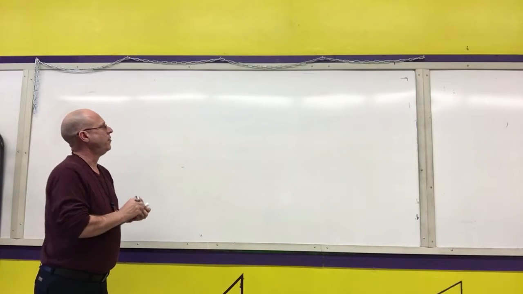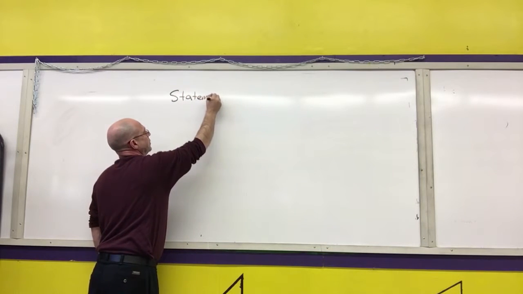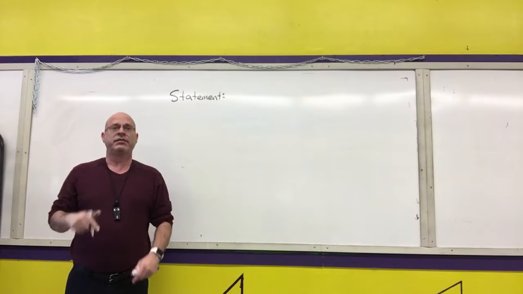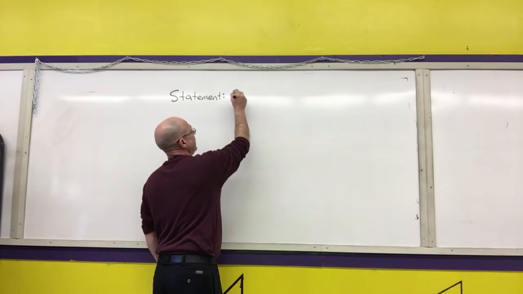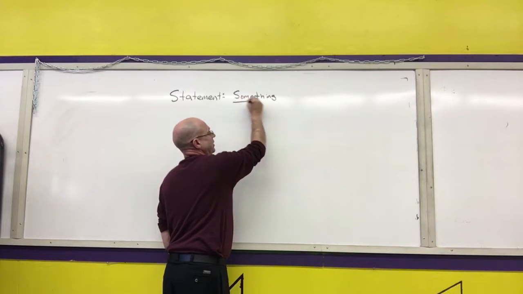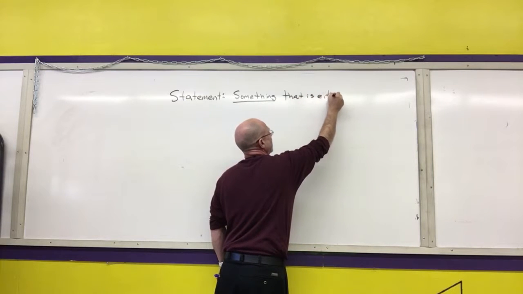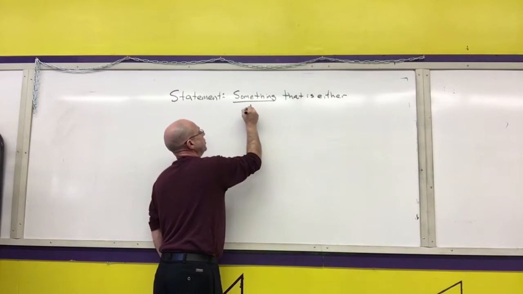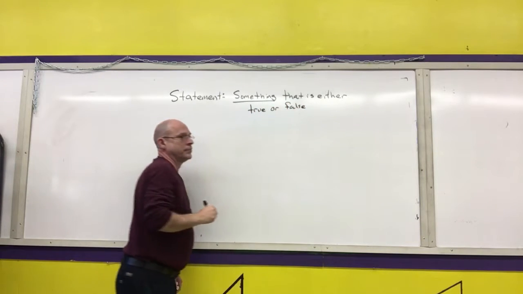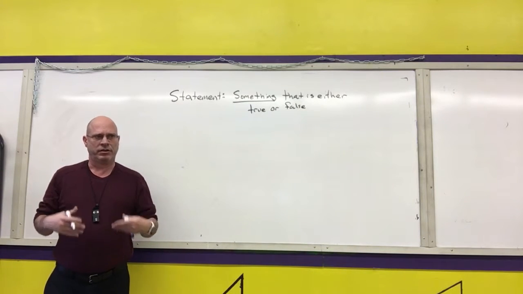So the first item for our vocab is a statement. Okay, and for our definitions in this class, you need to start writing. A statement is something, and we'll define what something is in a little bit, that is either true or false. So when we use the word statement in this class, the statement part is something that is either true or false.